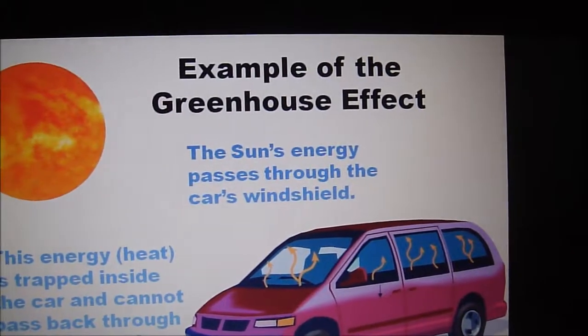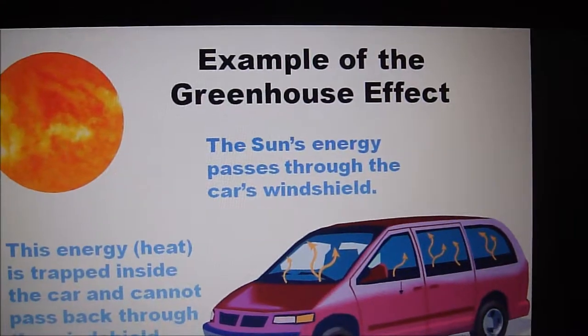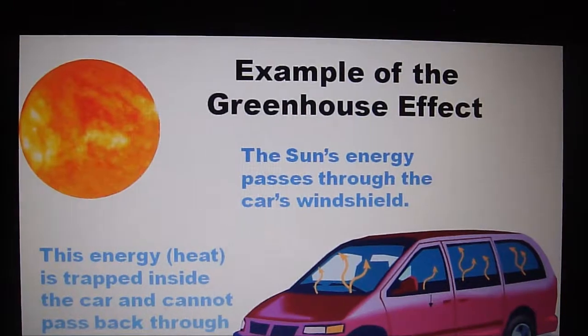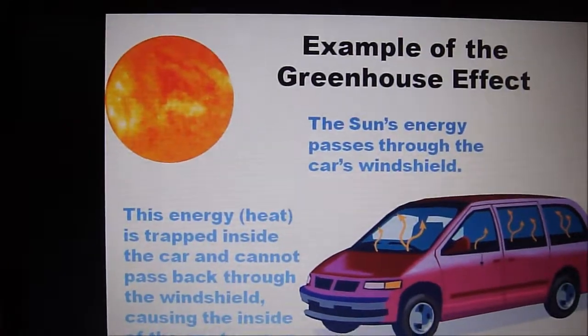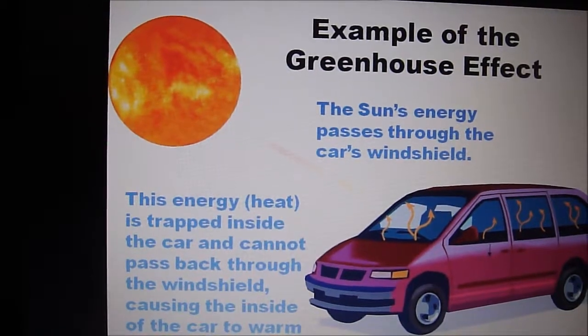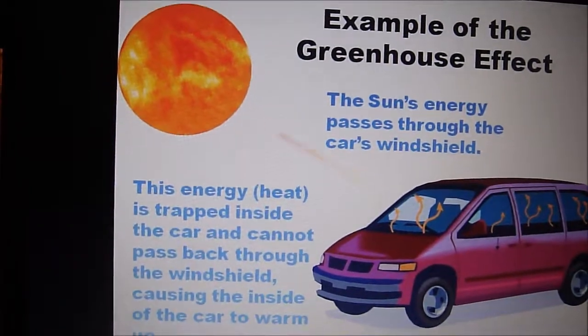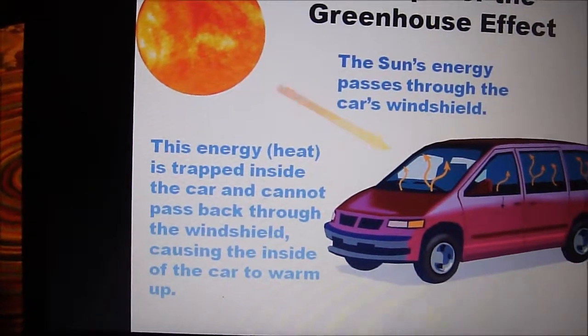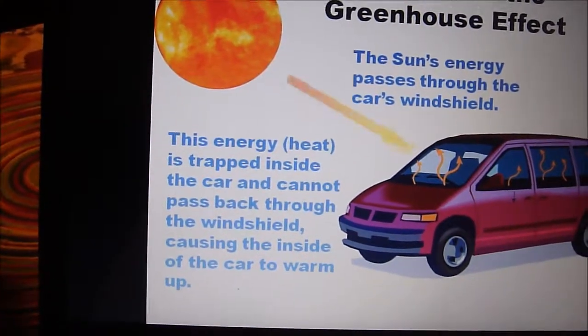Example of the greenhouse effect. The sun's energy passes through the car windshield. This energy heat is trapped inside the car and cannot pass back through the windshield, causing the inside of the car to warm up.